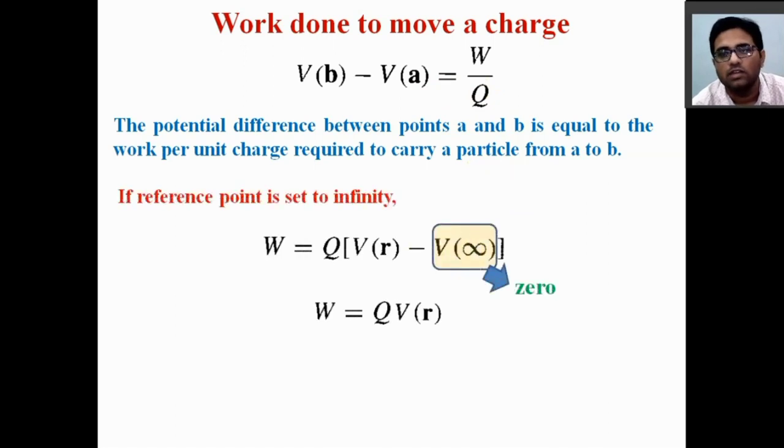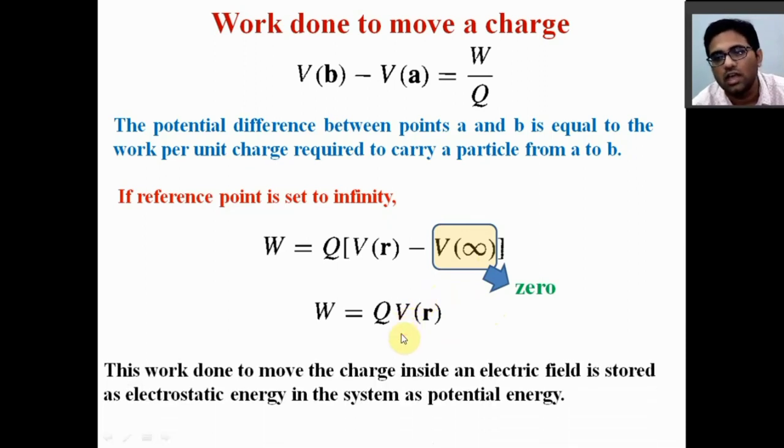Now, if the reference point is set to infinity, then the work done will be Q multiplied by the potential at the particular point where the charge is finally kept, because the potential at infinity is 0. So this is the work done to move the charge inside an electric field, and it is stored as electrostatic energy in the system as potential energy.